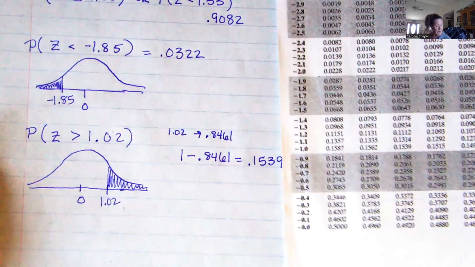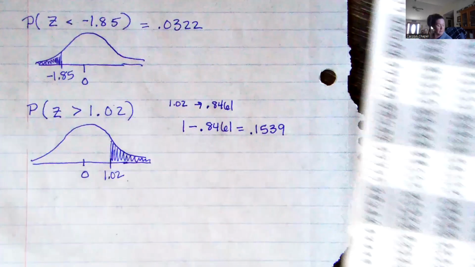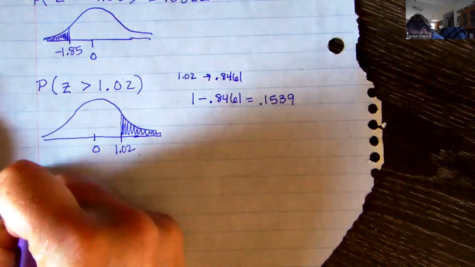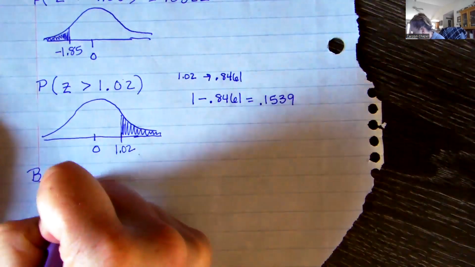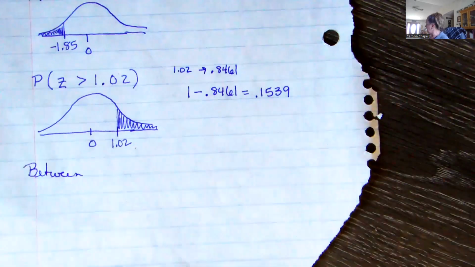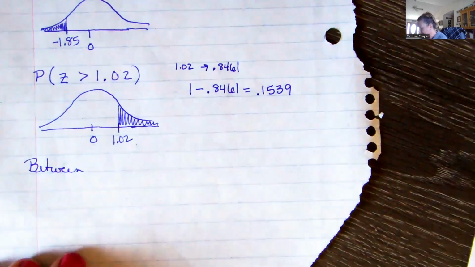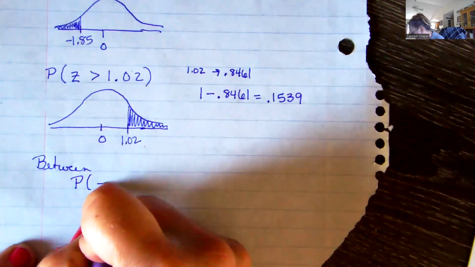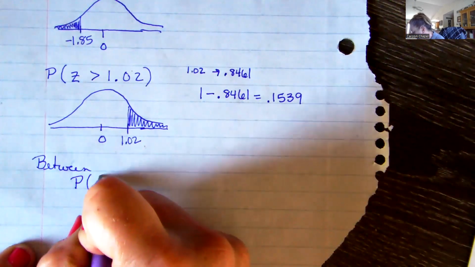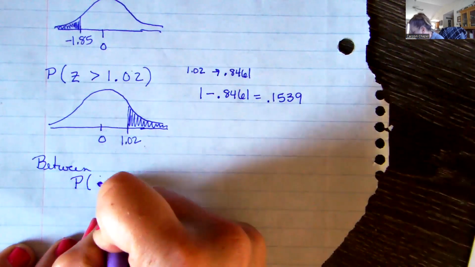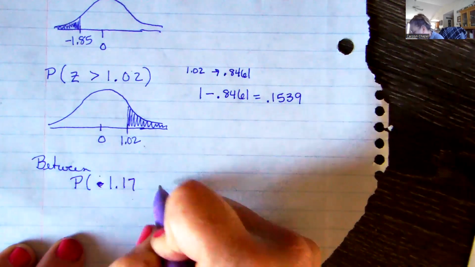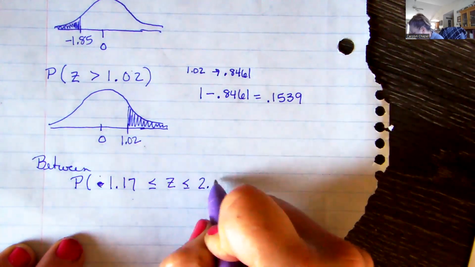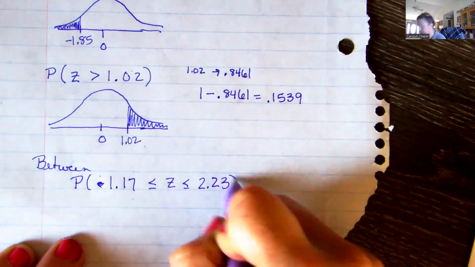Okay. The last one I want to talk about is, let's say that we do between two values. I'm actually going to do 2 of these so that we can just say, oh yeah, that makes sense. So if I want to find the value that z is, let's go, it doesn't have to be negative and positive, let's go 1.17, that our z is between those two.